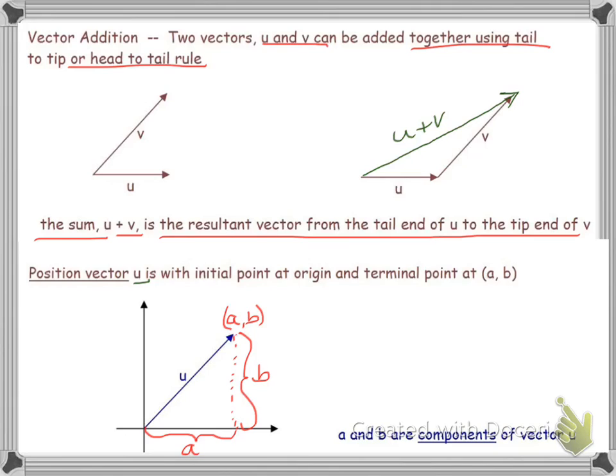So the way to write the vector u, and let me write that a little bolder, is equal to ⟨a, b⟩. And you use it with these little angle bracket looking things. And the a and b are the components of vector u.